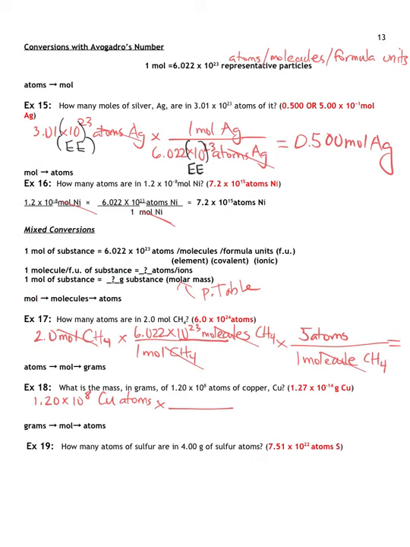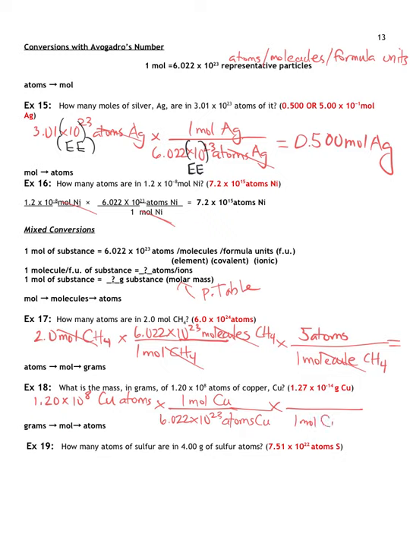So I've got a map of what I'm going to do here. Again, I'm going to try to first convert the atoms, and I know that 6.022 times 10 to the 23rd atoms of copper are in 1 mole of copper. And then I'm going to take that mole unit and cross-cancel that.